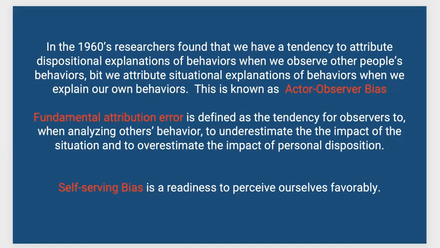So let's look at this one. We started in the 1960s. Researchers really focused on this, and they understood that we have a tendency to attribute dispositional explanations of behavior when we observe other people's behaviors, but we attribute situational explanations of behaviors when we explain our own behaviors. So this is known as the actor-observer bias.